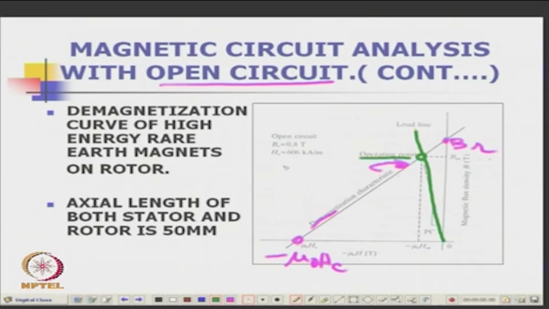Okay. Now, in open circuit, say Bt is 0.8 Tesla and Hc is 406 kiloampere per meter. Okay. I mean, this is the Hc and this is it. Okay. And this slope is the permeance coefficient of the load line. That means, this is like a load. So, it will produce a B here and it will have a minus H here at this point, is it not, the intersection point, and this product of B and H will give you energy. Okay. So, the axial length of both stator and rotor is about 50 millimeter. This is one of the machines, okay, with rare earth magnet on the rotor.